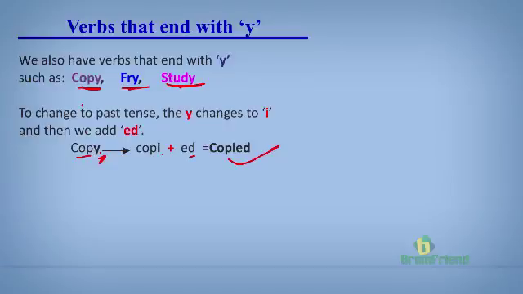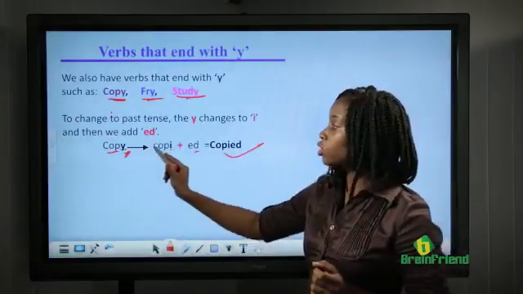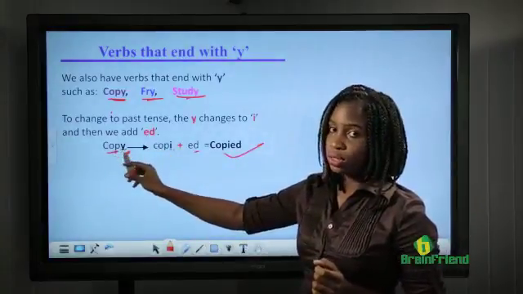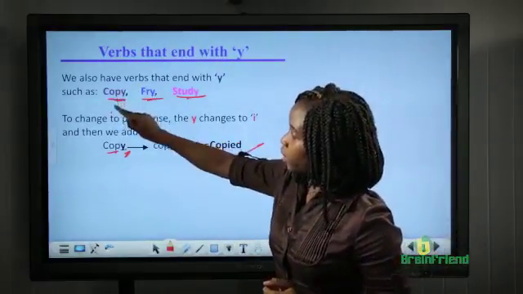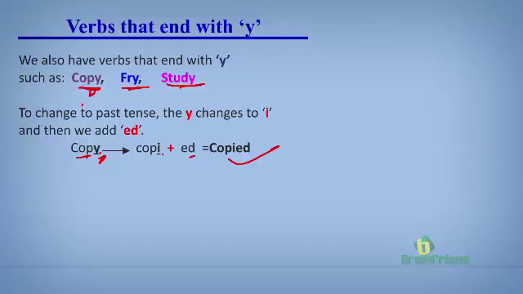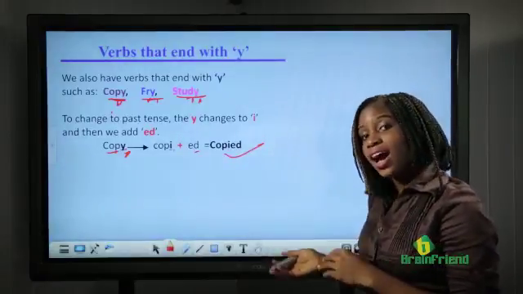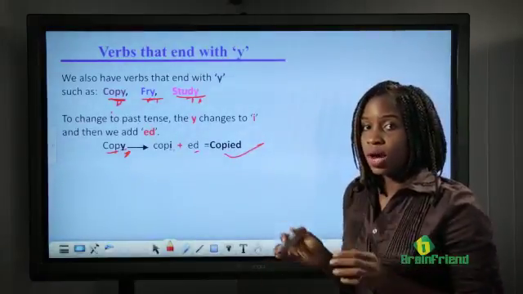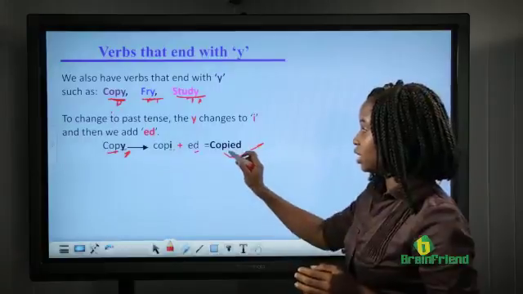Now you must note that we do this only for verbs that end with y and have a consonant before the letter y. Take a look at copy. We have p before y. Here we have r before y. And here we have d before y. So when you have a verb that ends with y but has a consonant before the y, then you replace the letter y with i, and then you add ed like we have learned.